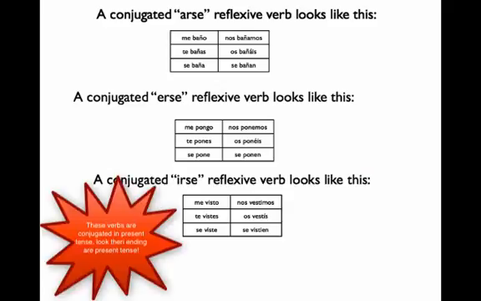Now take a look at the reflexive verb already conjugated. This is how your final product is going to look. I'm going to show you how to do this in the next slide. But if you take a look, this is simply the pronoun goes in front of the verb, and the ending is the correct ending for whatever verb you're working with.